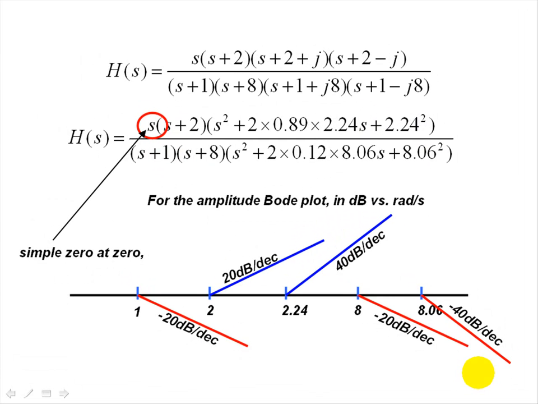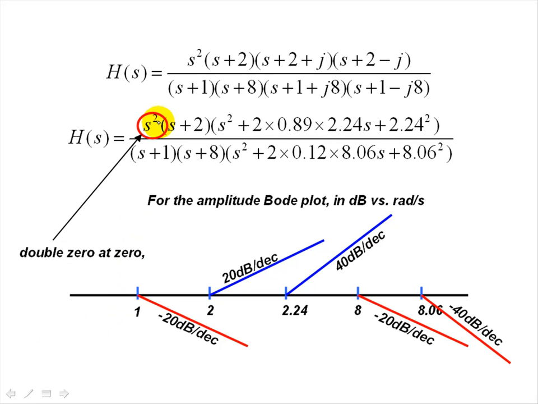This transfer function, which is not our original one, has a simple 0 at 0, and the plot enters from the left, rising with a positive slope of 20 decibels per decade. This other transfer function, which is not our original one either, has a double 0 at 0, and the plot enters from the left, rising with a positive slope of 40 decibels per decade.